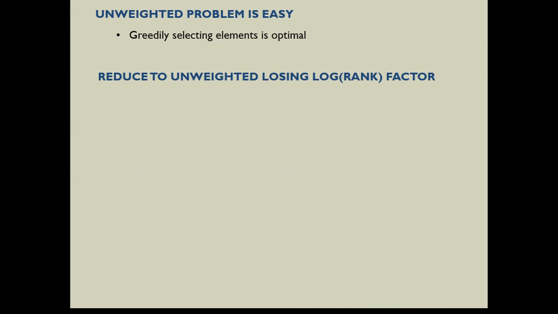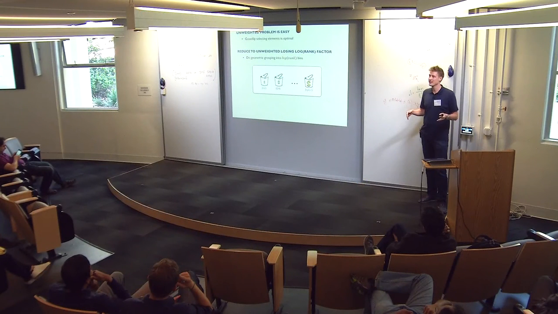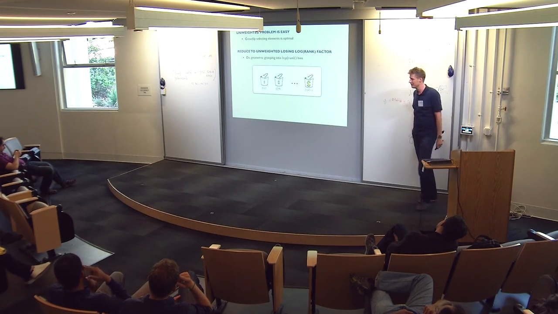Why? Well, I can just do geometric groupings. I put all the elements with weight between 1 and 2 in the first bucket, between 2 and 4 in the second bucket, up to between rank over 2 and rank in the last bucket. I claim that I only need log rank many buckets. Why is this? You never need to care about elements that have weight less than the maximum weight over the rank, because the total weight of such elements you could pick would be at most the weight of the heaviest element.